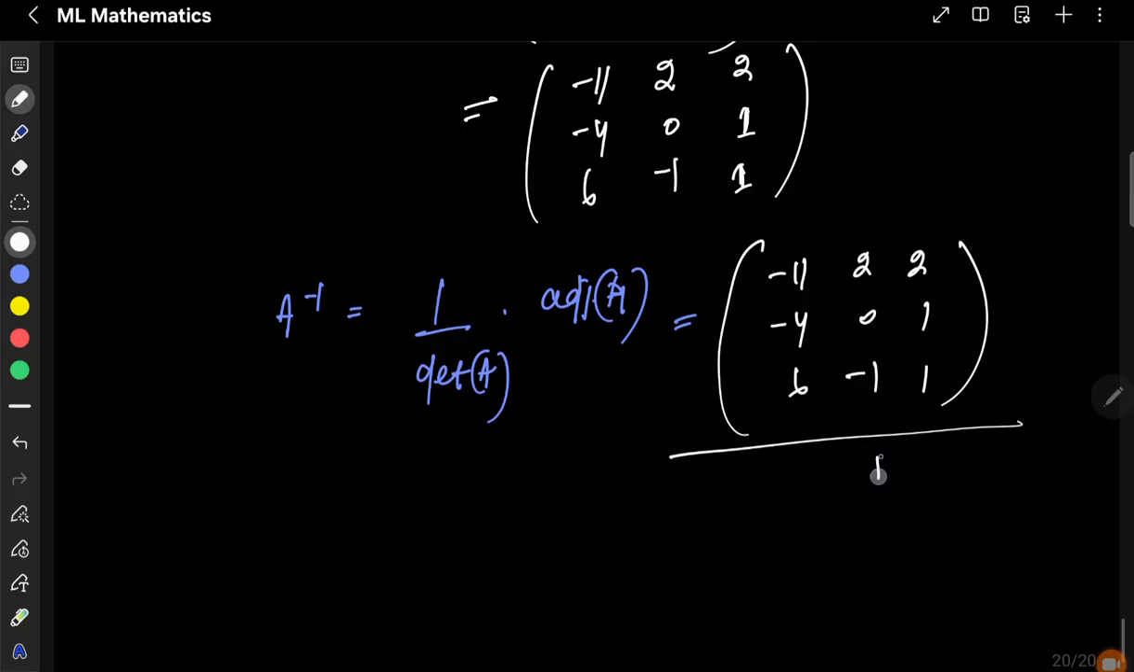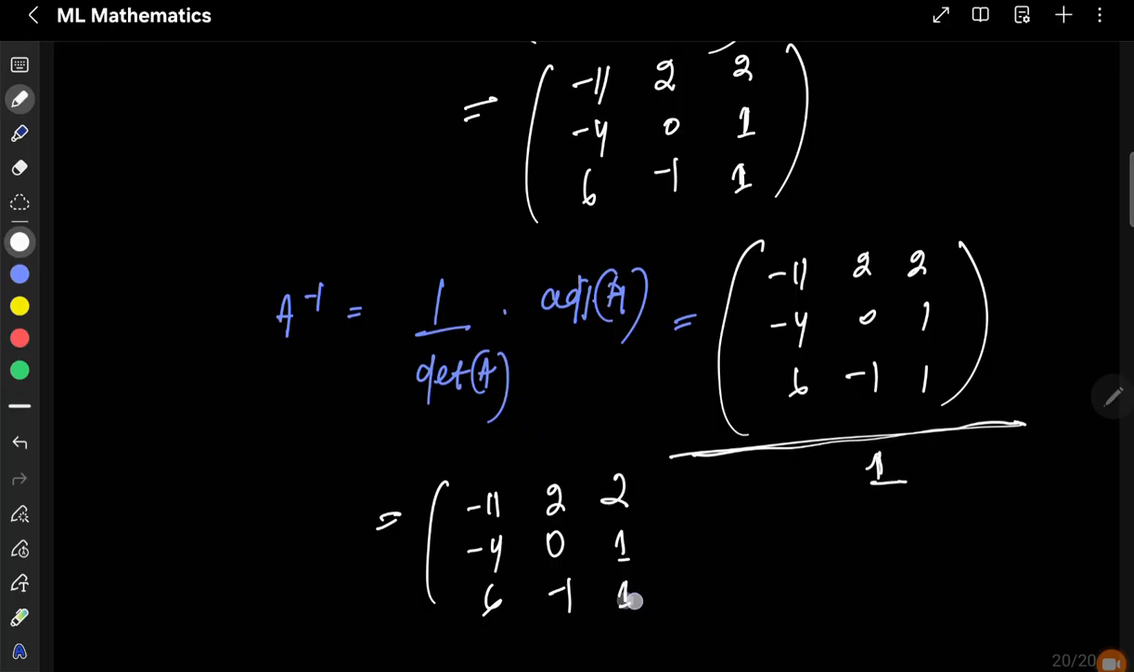It's a very big concept, right? So if you divide by 1 in all the value positions, you will get the same values. So minus 1 1, minus 4 6 2, 0 minus 1 2 1 1. This is my inverse matrix.